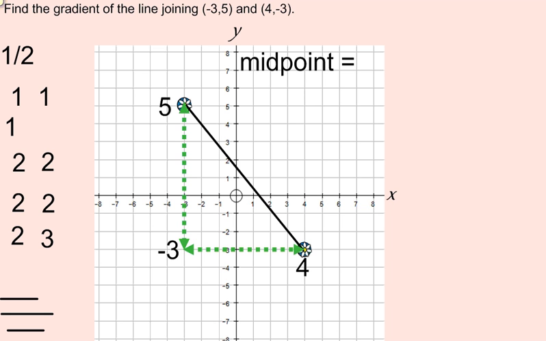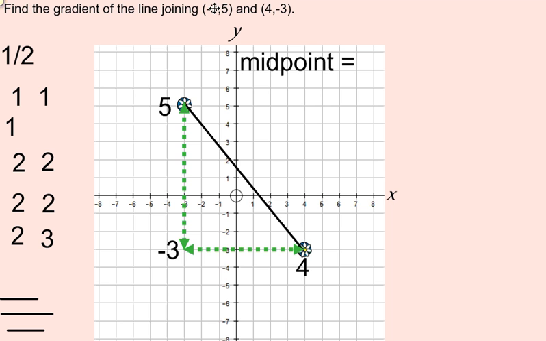So to find the midpoint of the line joining the points -3, 5 and 4, -3, I decided we'd draw a graph first so we can just see what's going on. These are the 2 points. But what I have to do is add the x's and halve them and add the y's and halve them. Now if you look at our points here, this is the x and this is the y. This is the x and this is the y.